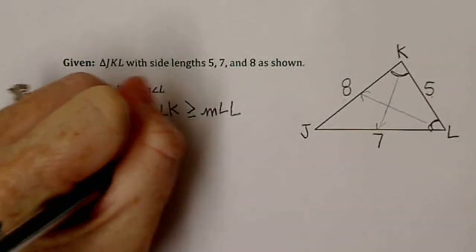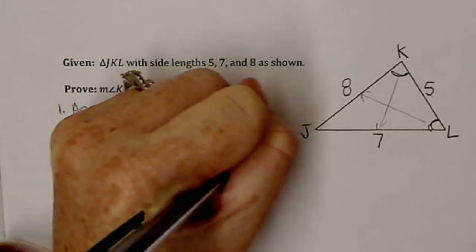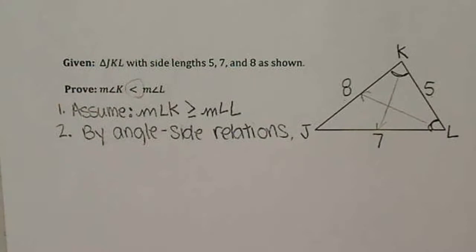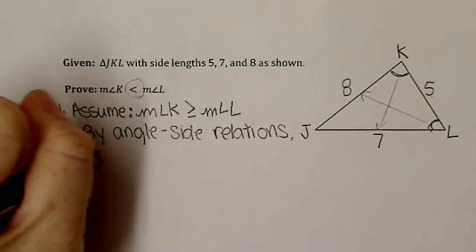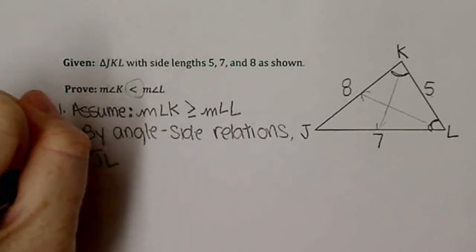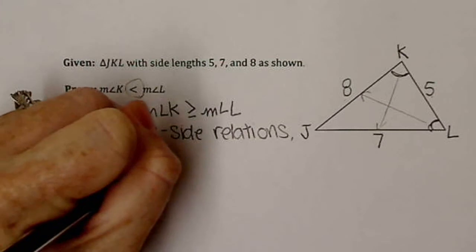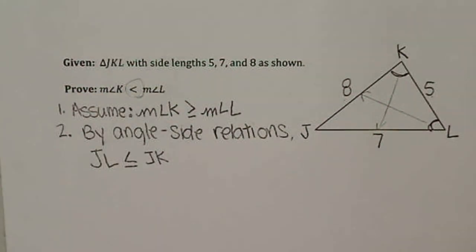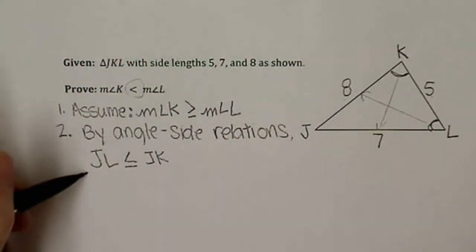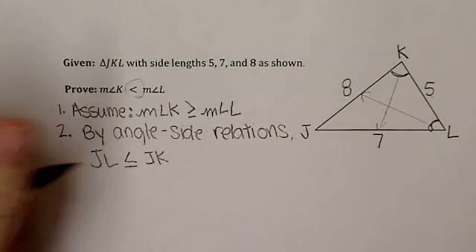By angle side relations, JL is what? We want it to be bigger, but it's not. JL is smaller than JK. Well, this contradicts what we assumed. So, again, we have to state that.